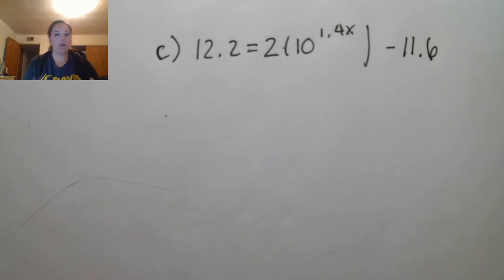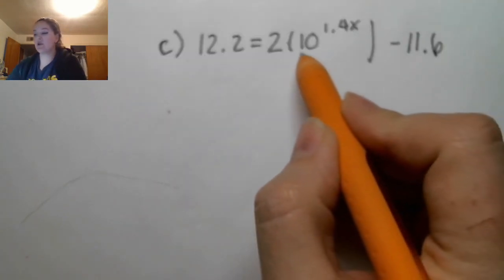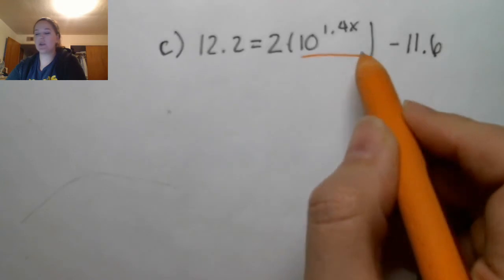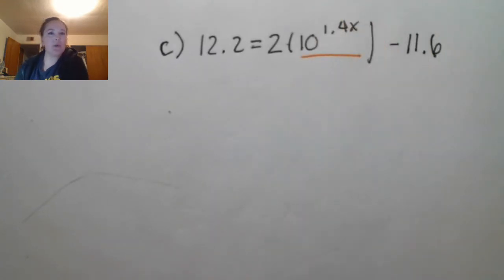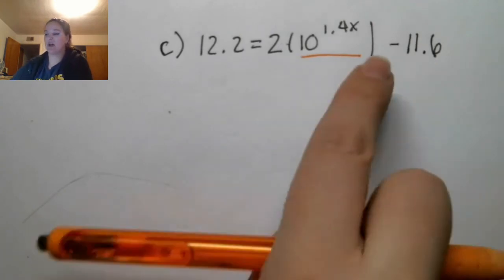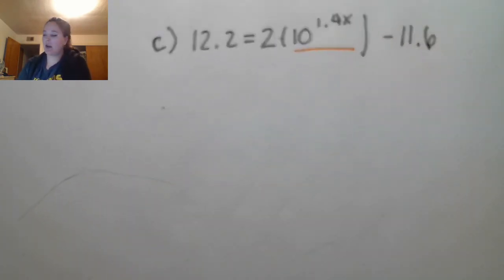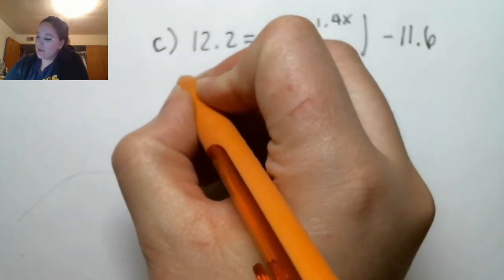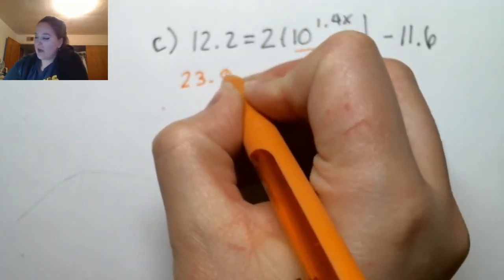Okay, so we have this equation and we want to solve it using logarithms. So we're going to try to isolate our exponential, which is this part, the 10 to the 1.4x. The first thing I'm going to do is add 11.6 to both sides to get rid of this. So this is going to be 23.8.